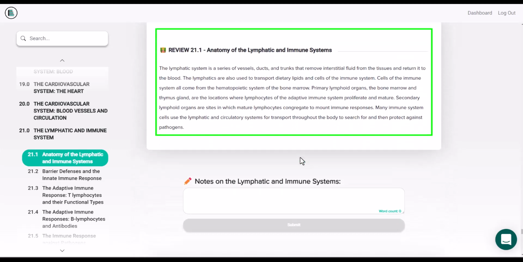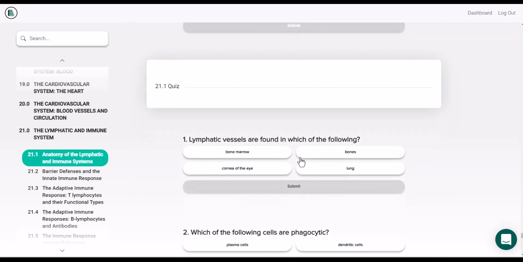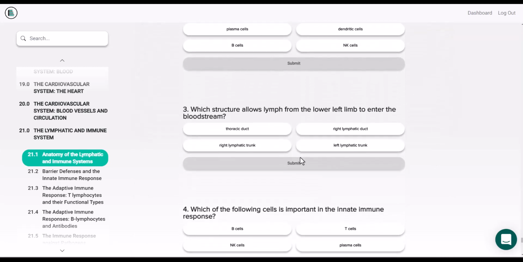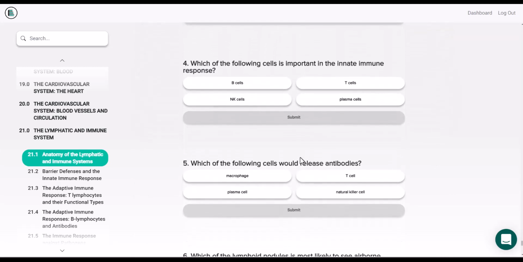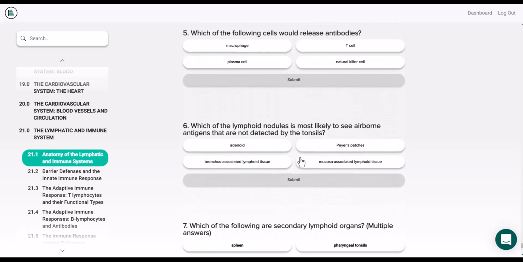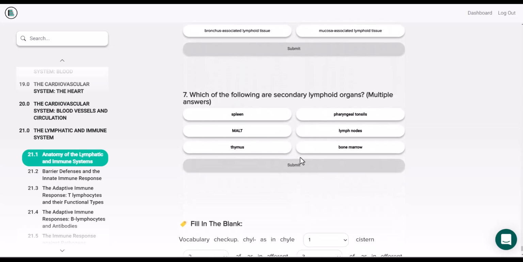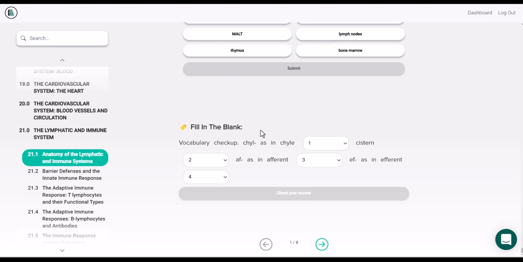And that brings us to the end of what you're responsible for in the lymphatic system. And as I go down here, it looks like you should be able to answer all of those questions. And don't forget to check out the vocabulary checkup here at the end of 21.1.